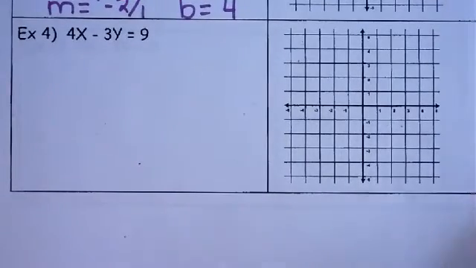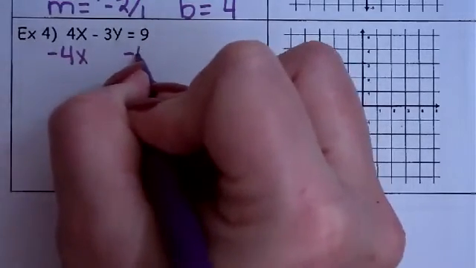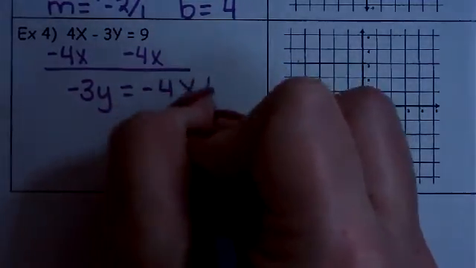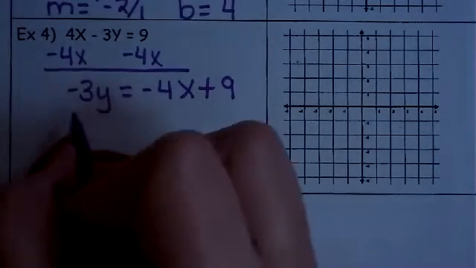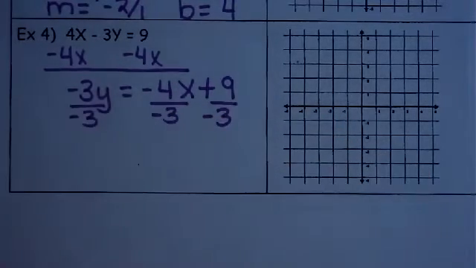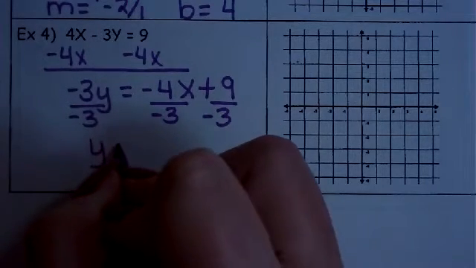Okay. Let's go ahead and start this one, solving it for y. I'm going to subtract this 4x from both sides. So that gives me negative 3y equal to negative 4x plus 9. Okay? Now, I'm losing my light. My sunlight went in. Now, I'm going to divide by negative 3. Just like that. Now, negative 3 divided by negative 3 cancels out and leaves me with y.